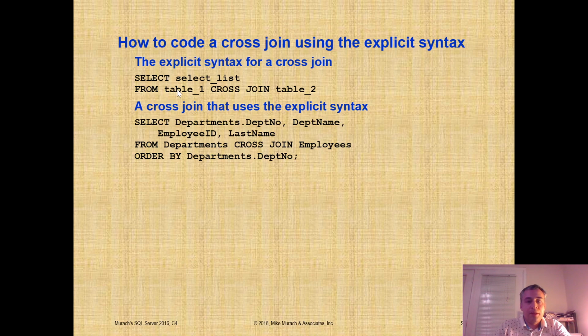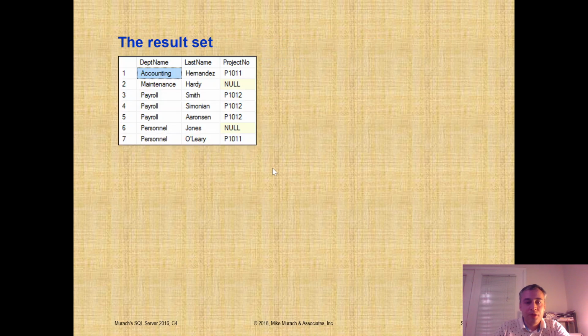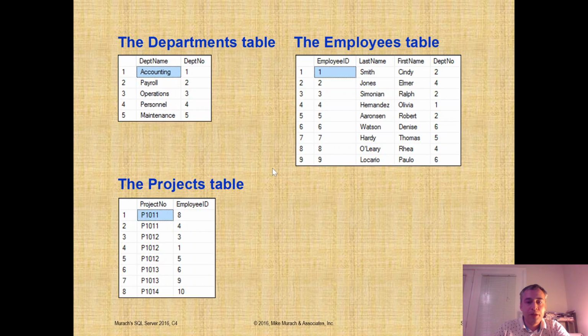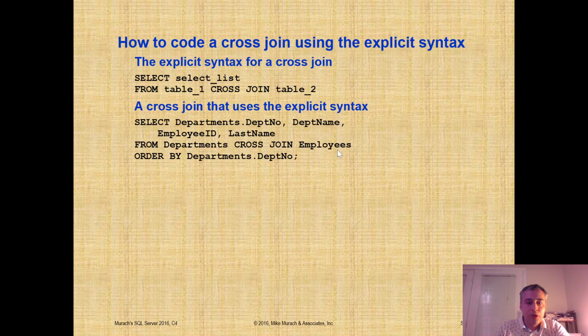So this is explicit syntax. Departments: department number, department name, employee ID, last name. So from departments, cross join employees. Let's go back to departments and employees and count the rows in the original tables. Departments and employees, 5 times 9, 45. We should get a table with 45 rows.